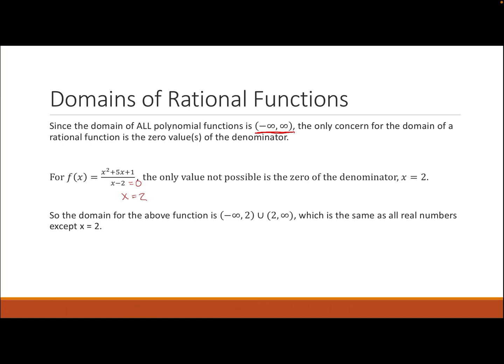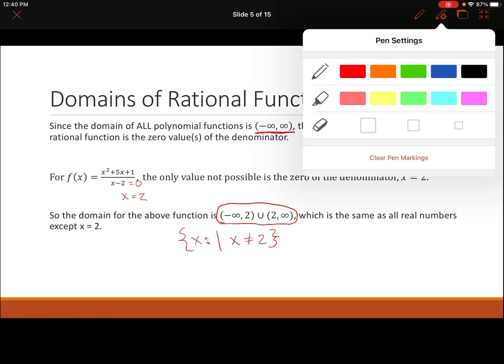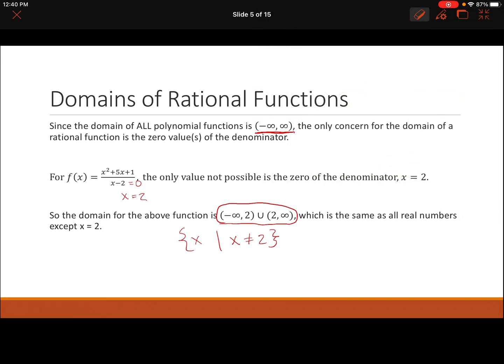And there are a couple of ways to write this. I would highly recommend using the proper interval notation, but you could also write the set of x such that x isn't equal to 2. That works. But for a rational function, the domain is all real numbers except the values for which the denominator equals 0.